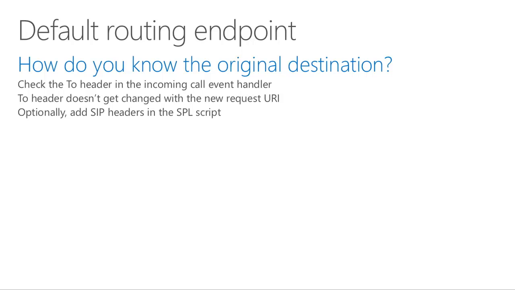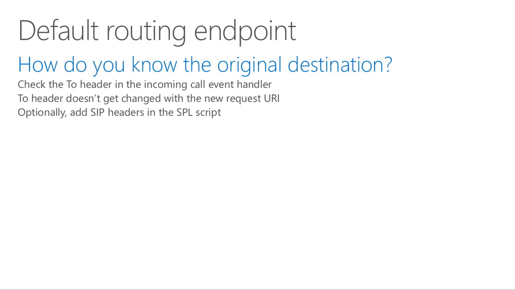At this point, you have another potential issue. Because when the invite comes into your application and your incoming call event handler is triggered, you need to figure out where the call was originally supposed to go. If you want to forward it to the original destination, if I'm calling Ganesh and my UCMA application is picking up that call, in order to pass it along to him, I need to know that I was calling Ganesh.